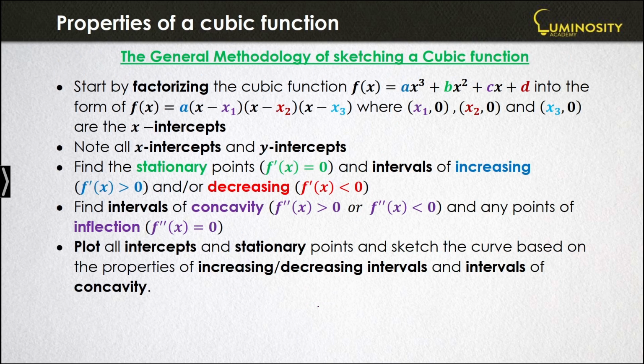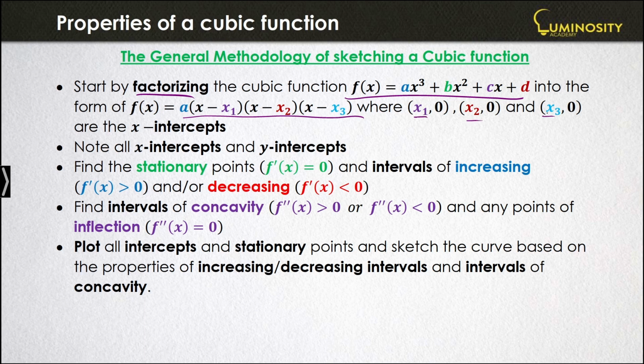Okay, so here is our checklist for the general methodology of sketching a cubic function. We've been doing this inherently when we were doing all our previous questions that had some cubic functions in it. But here's the full precise methodology of what we're going to be doing when we sketch cubic functions. First of all, you want to start by factorizing the cubic function. If it's given in the general form, then we want to get it into what we call the factorized form, which looks like that: a times x minus x1 times x minus x2 times x minus x3. This x1, x2, and x3 are the x-intercepts.